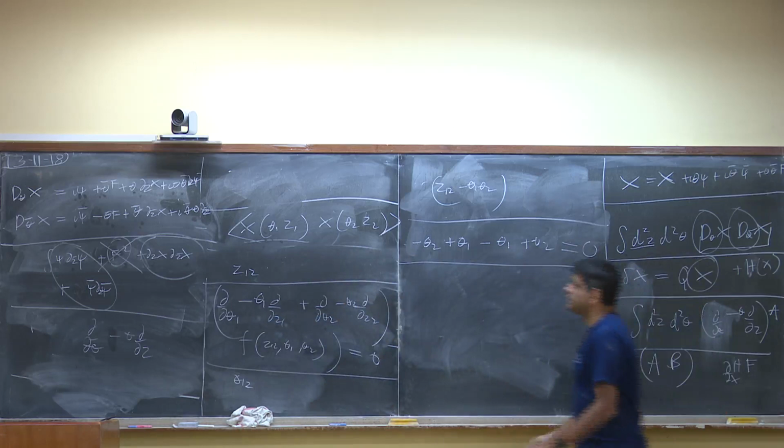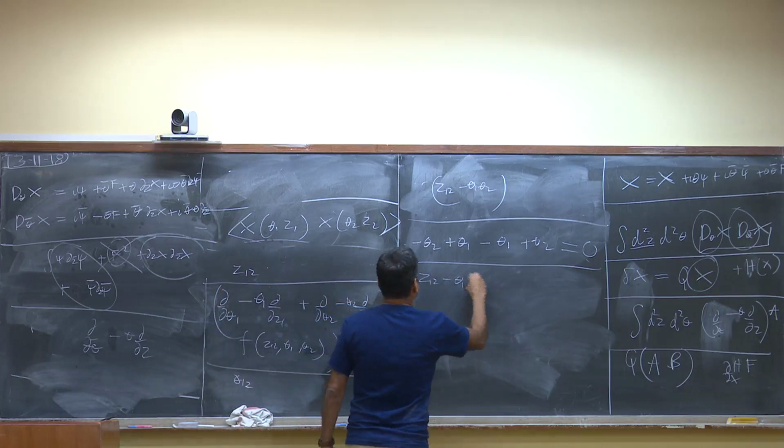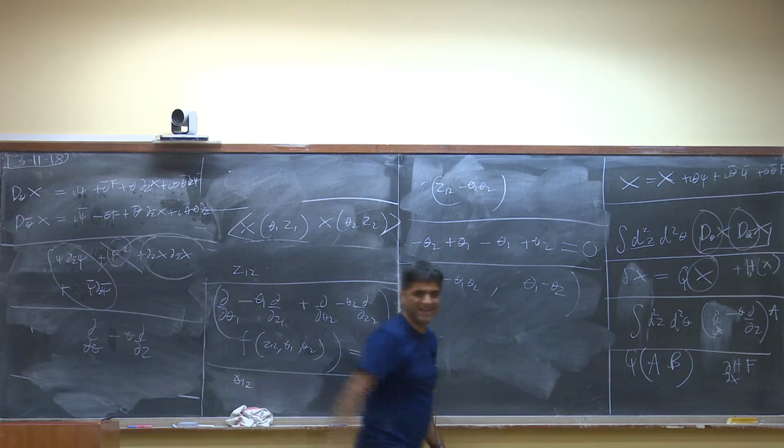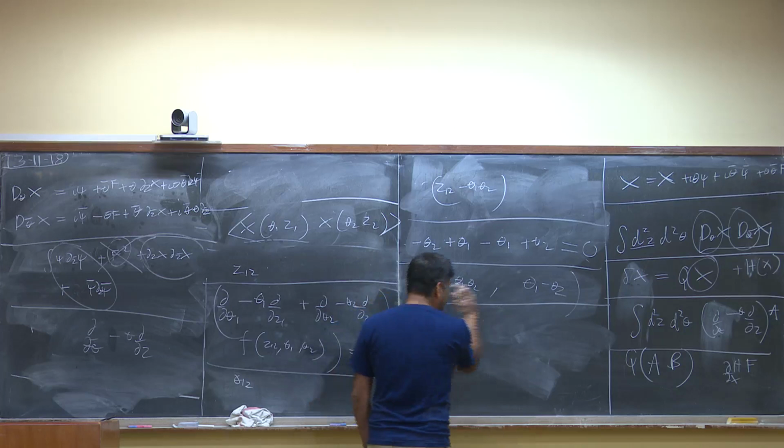Okay. So in general, supersymmetric and translation invariant combinations of coordinates are either z1,2 minus theta 1 theta 2, or theta 1 minus theta 2. So correlation functions will have to be functions of this or this, or some function of these two combinations.